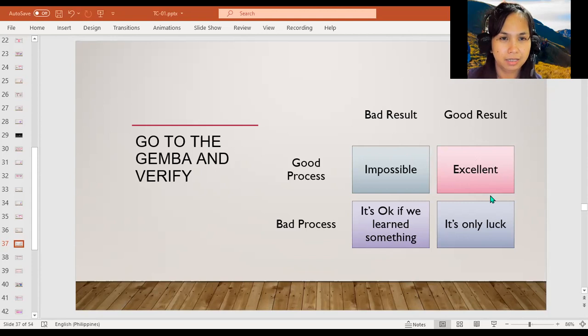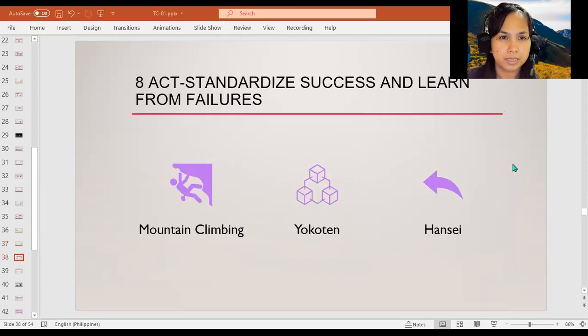All right, let's now go over to the next step, which is step 8, standardizing our successes and learning from our failures. As we move into step 8 of the process, which is focused on, as I mentioned earlier, standardizing success and learning from failures, we're moving into the final stage of the PDCA cycle, and this is called ACT.